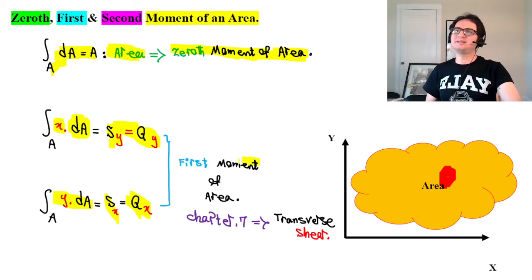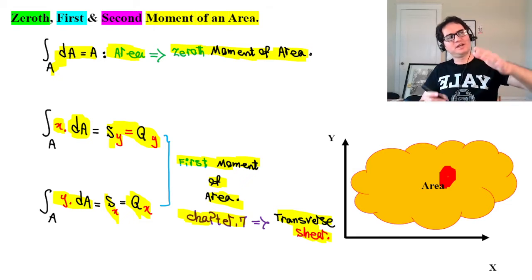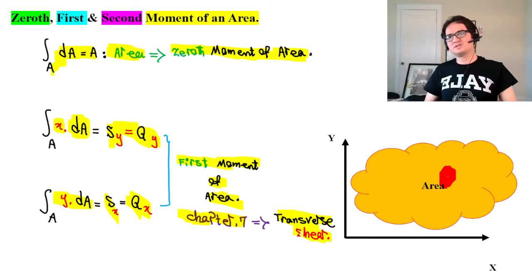We call that the first moment of an area, and we use it very frequently in chapter 7 of Hibbeler's book, which is transverse shear. We just need to know the effect of shear on a surface. To observe the vertical effect, that we call transverse shear, we are working very frequently with Qy and Qx.